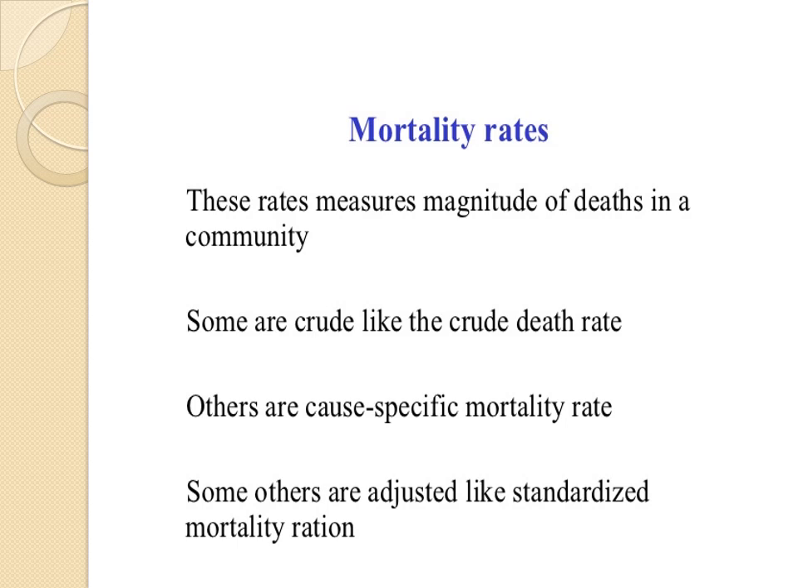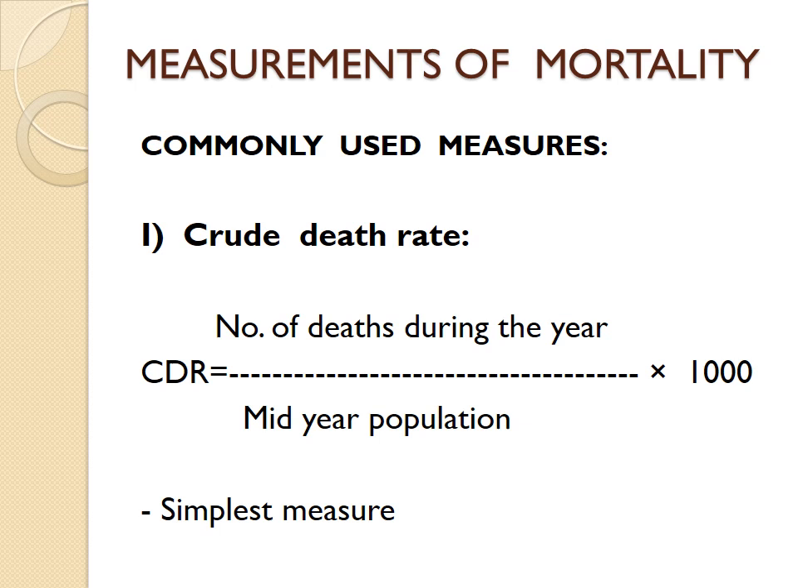Now, the different mortality rates. These rates measure the magnitude of deaths in a community. Some are crude, like the crude death rate, some are specific mortality rates, and some are adjusted or standardized mortality rates. The commonly used mortality rates: the first one is the crude death rate. Crude death rate is the number of deaths during the year divided by the mid-year population, into 1000.